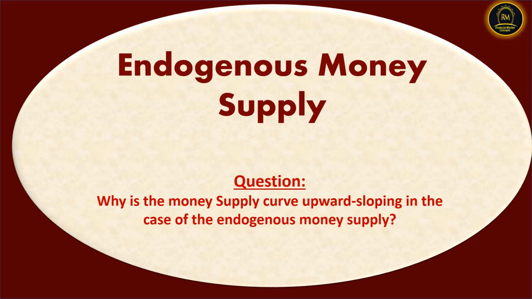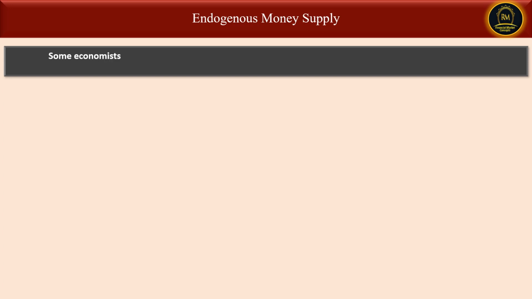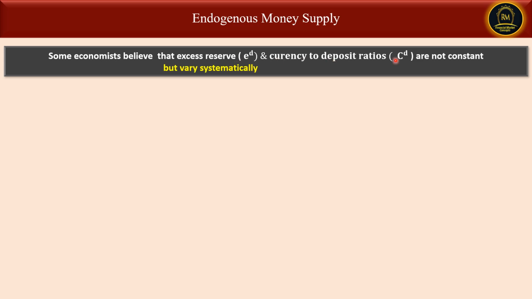Now coming to the endogenous money supply, the question is, why is the money supply curve upward sloping in the case of endogenous money supply? In endogenous money supply theory, some economists believe that the excess reserve with the commercial bank and the currency to deposit ratio with the public are not constant, but they vary systematically with economic conditions.